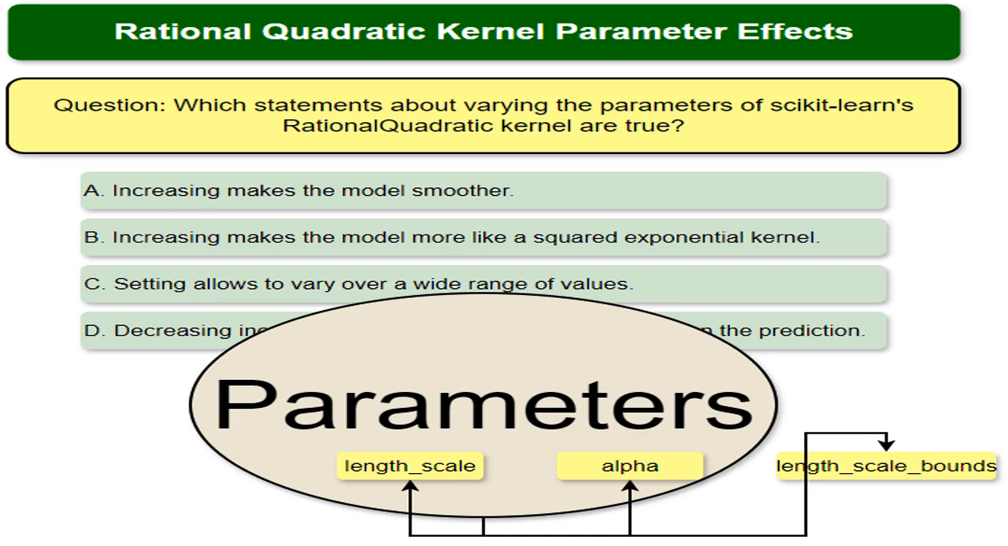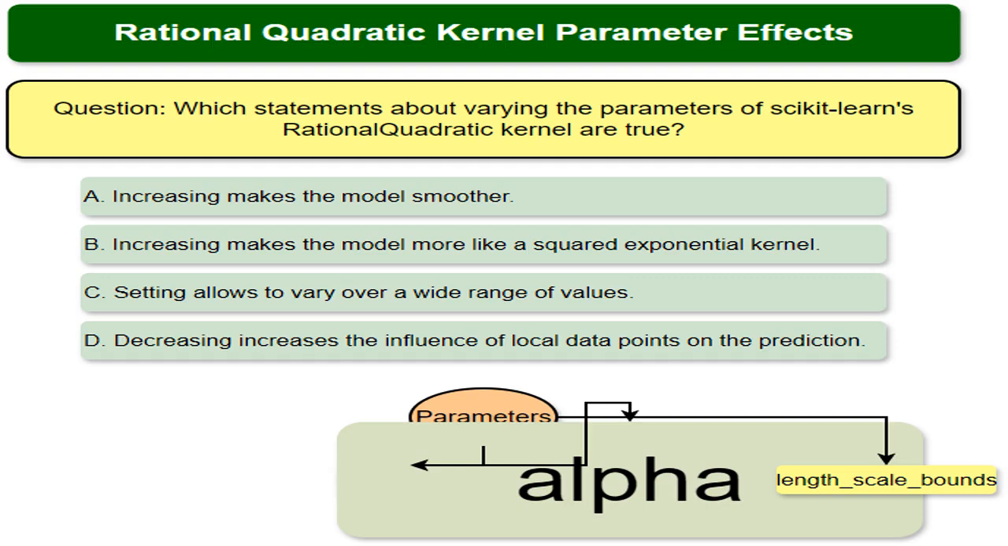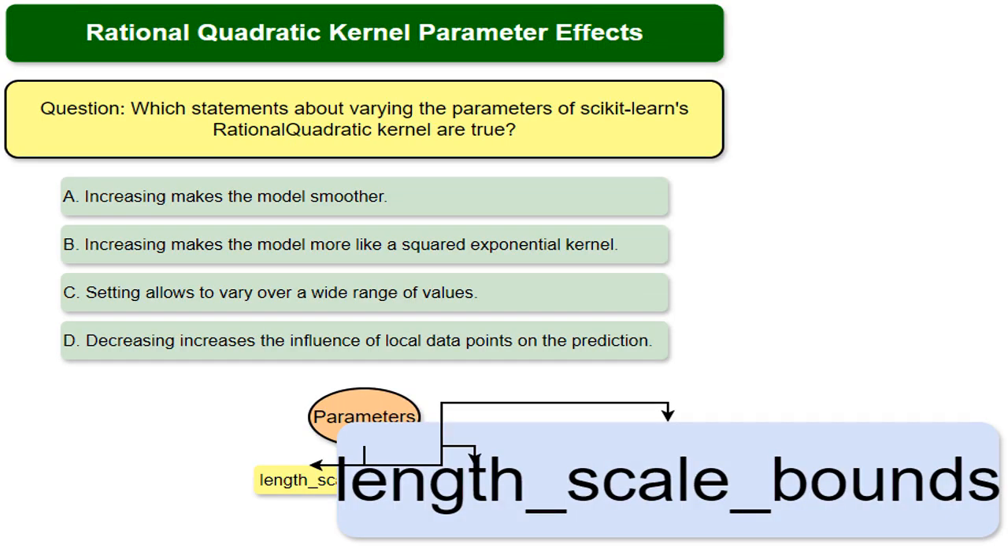Makes sense? The alpha parameter is like a blend dial. It mixes two kernel types, squared exponential and Matern. As alpha increases, the blend shifts more toward the squared exponential kernel, making the model smoother. A small alpha shifts the blend towards Matern, emphasizing local data. So, where do you want to be on the smoothness spectrum? These bounds set limits on how high or low the length_scale value can go during optimization.